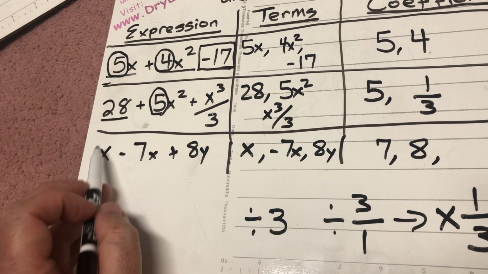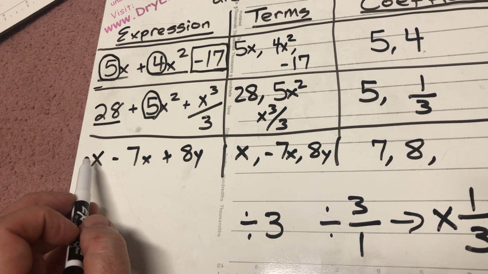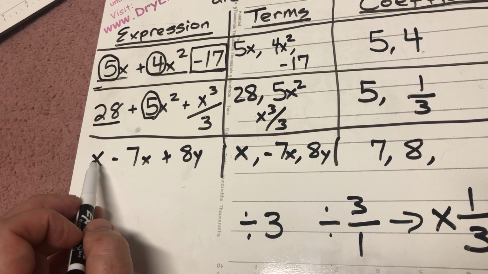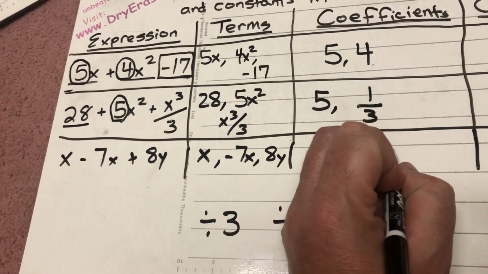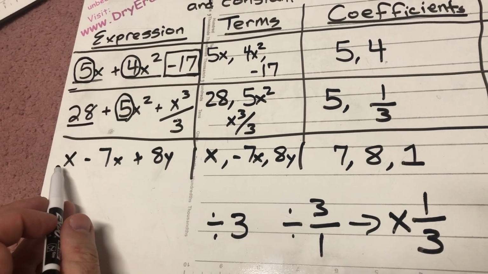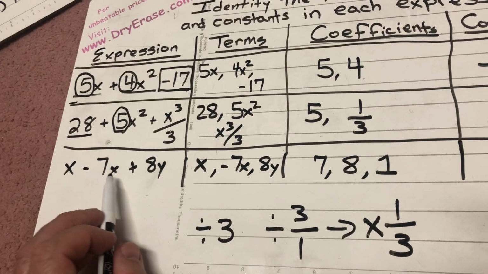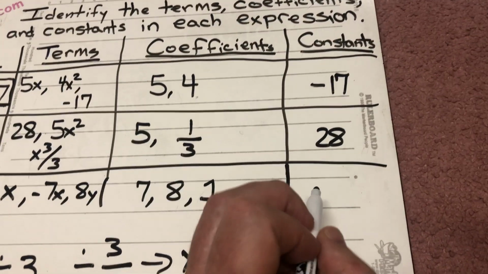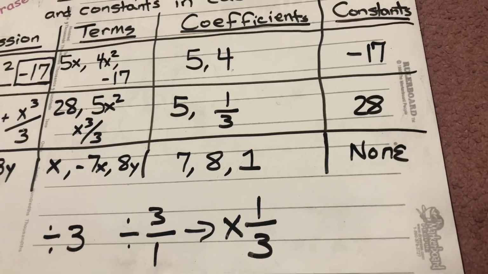But when there's no number in front of a variable, it's understood that there's a 1 there. It's 1 times whatever x is, and it's going to equal x. So I have to include 1 as one of my coefficients. When there's no number there, it's like there's a 1. My constant, well, I have no number standing alone. So my constants in this one, there are no constants. So I just put none.